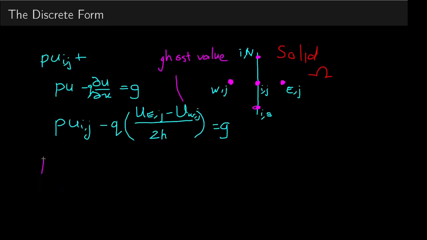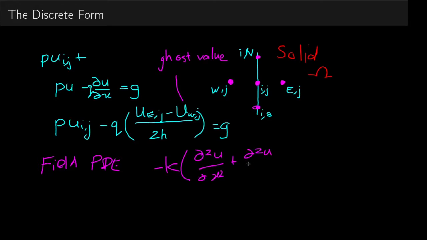So we want to get rid of the ghost value. In order to do that, you have to remember that at this location ij, there are always two equations that are applicable. One is the Robin condition. The other one is the field PDE.